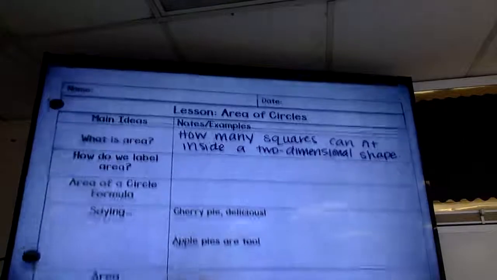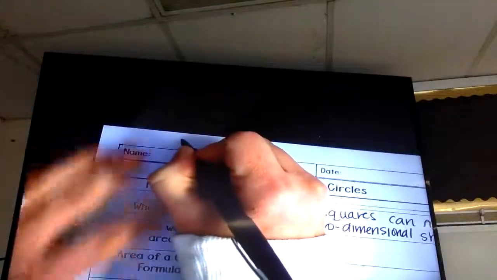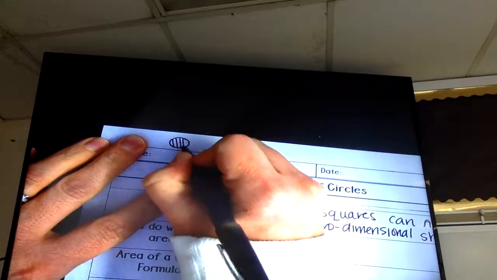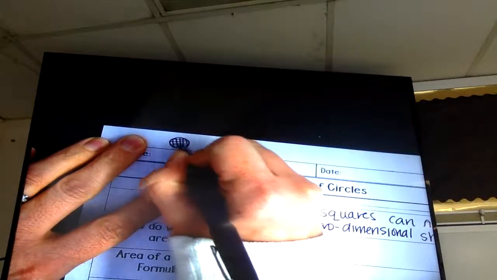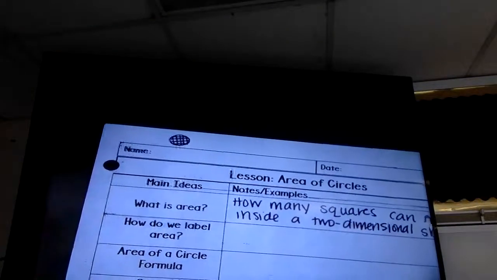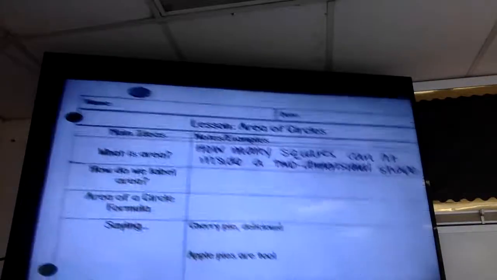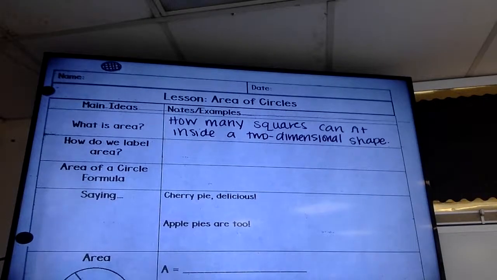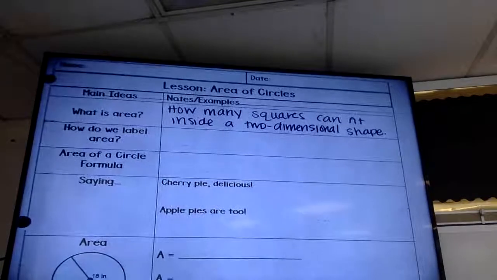Okay, so when we're talking about area, I'm going to draw a little circle up here. We're talking about how many little squares can fill up a circle. And the size of the squares depends on whatever unit we're using. So they could be little inch squares or big feet squares, but that's what area is. It's how many little squares fit inside a two-dimensional shape.